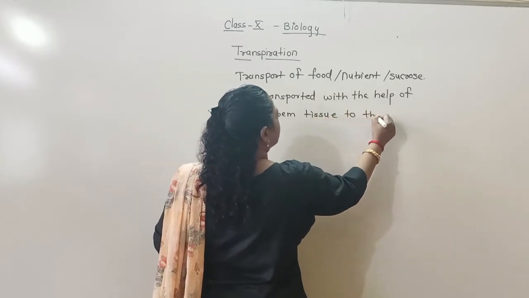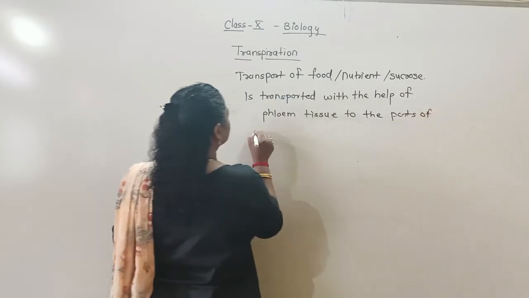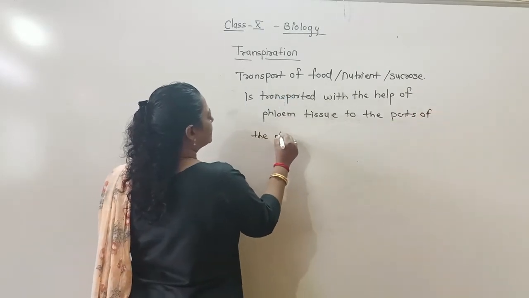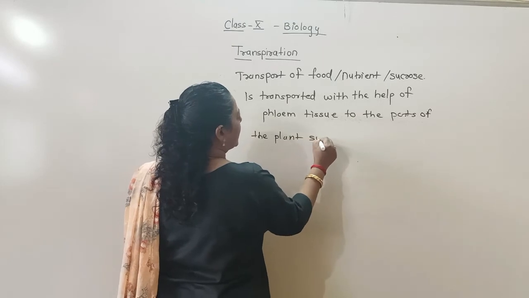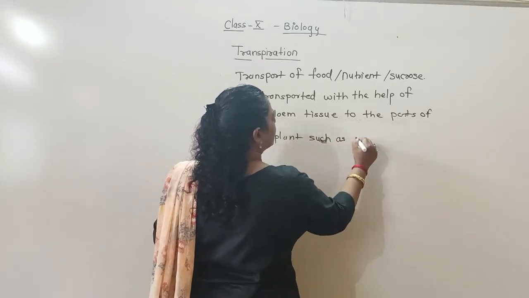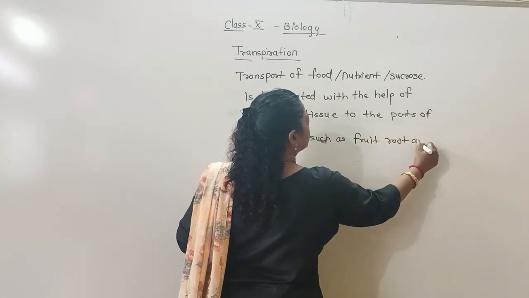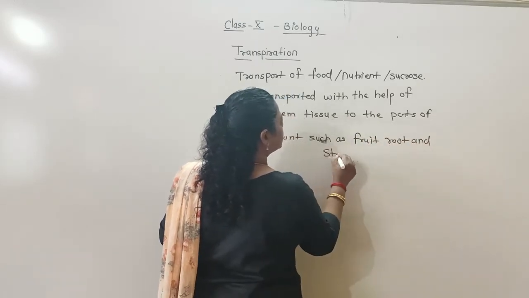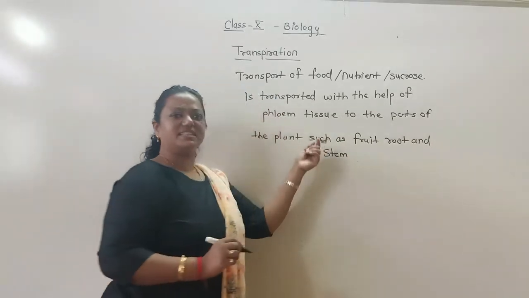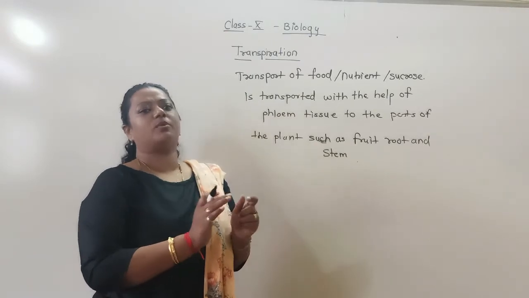to the parts of the plant such as fruit, root, and stem. Fruit is in need of more food, right? Because fruit contains more amount of food in it.